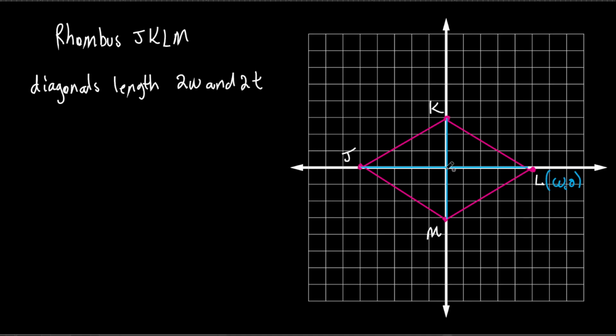So if this is W0, what is the length from here to here? What is the length from the origin to this point right here at L? Not 2 times W. Look at point L. How did you get to that point? You started here, and you went to here. What's that point? It's W0.